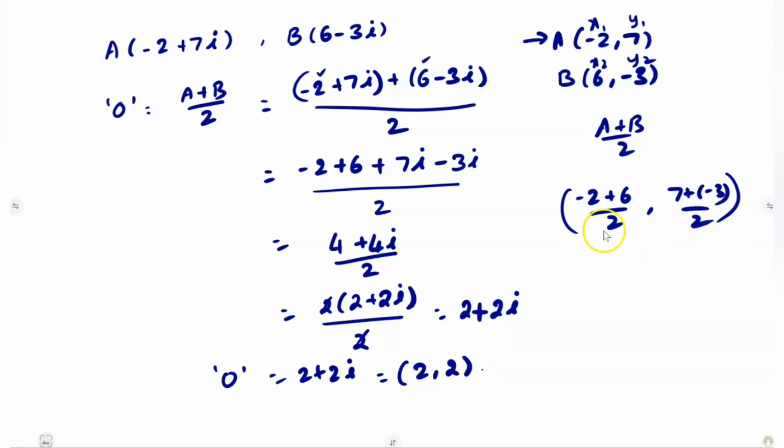So these are the coordinates of point O. We can also do in this process. 6 minus 2 is 4 by 2 and this is 7 minus 3, 4 by 2 again, which we can also write as 2 comma 2. So this is the point O coordinates, and let us find the diameter AB. Now before going to diameter, let us first find out what is the formula for finding distance between two complex numbers. So for that, let us see the formula first.